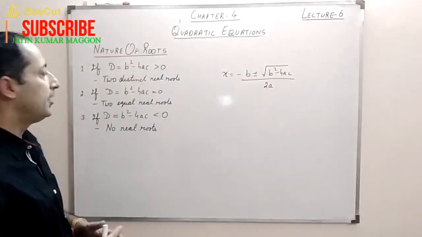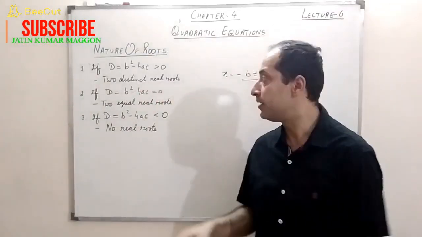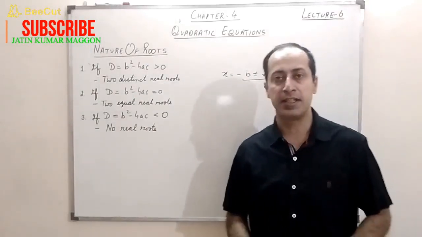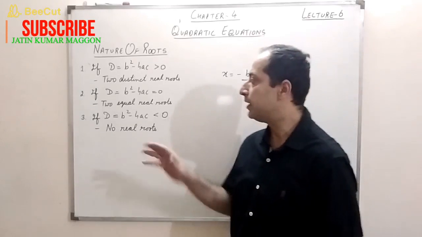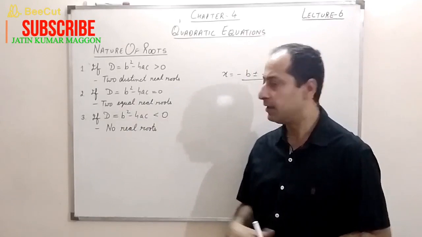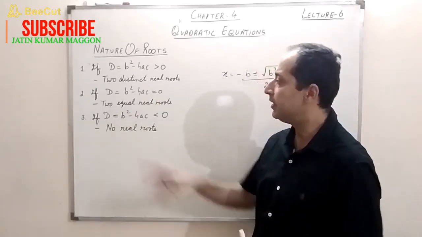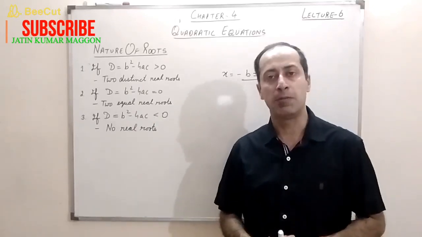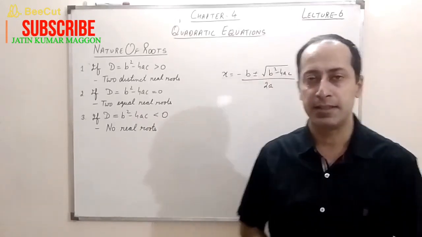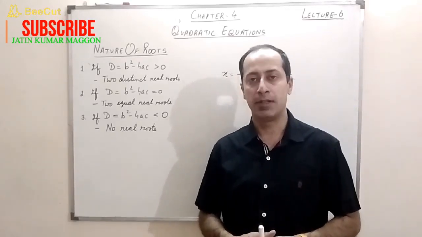Let's see the conditions. First condition: if D, that is b square minus 4ac, is greater than 0, then the roots are real and distinct. It means they are not equal, but they are real roots. Second condition: if D equals b square minus 4ac equals 0, then we have real roots but the roots are equal. Third condition: if D equals b square minus 4ac is less than 0, then no real roots exist for the given equation, right?